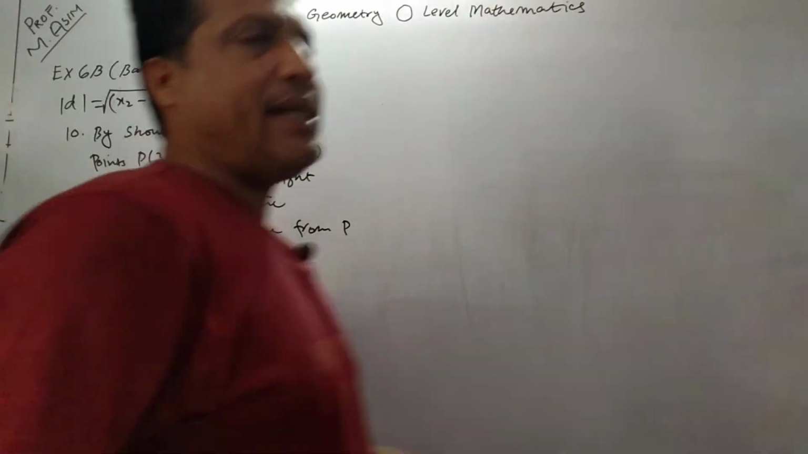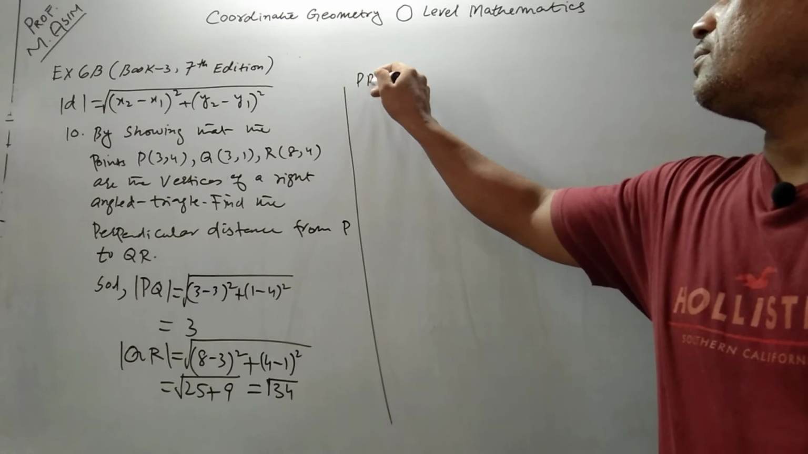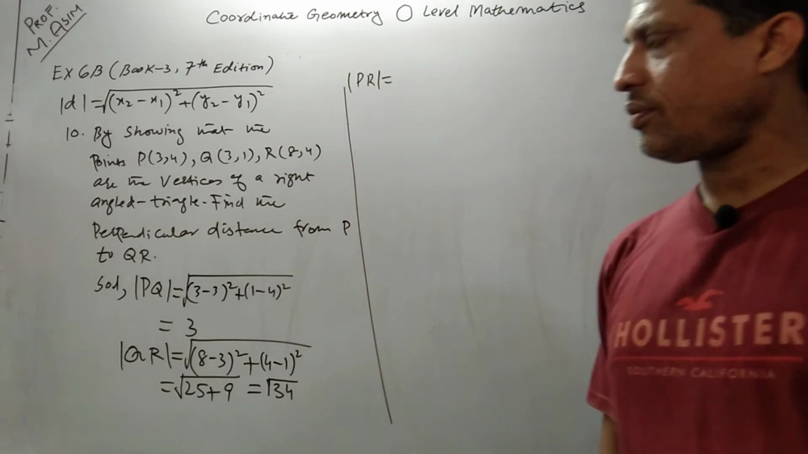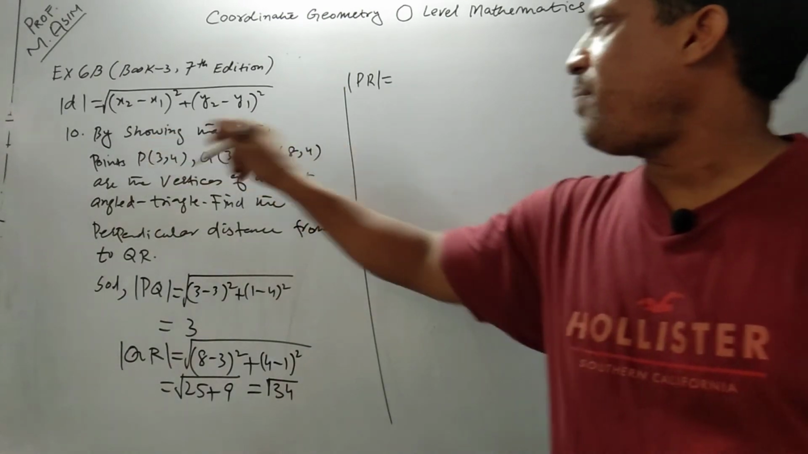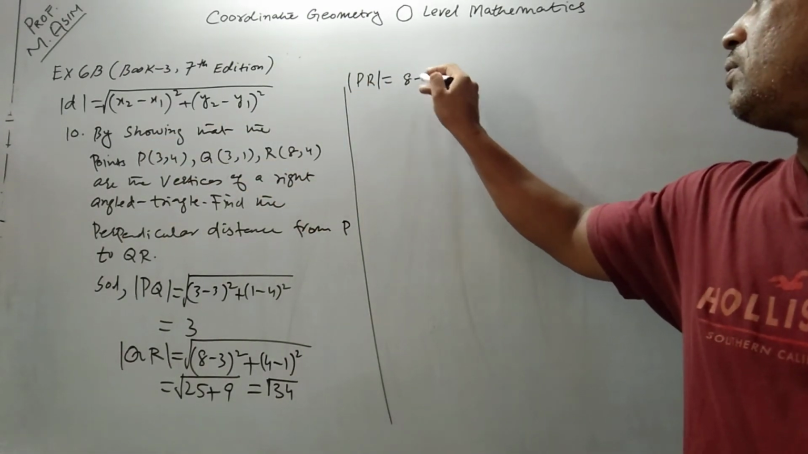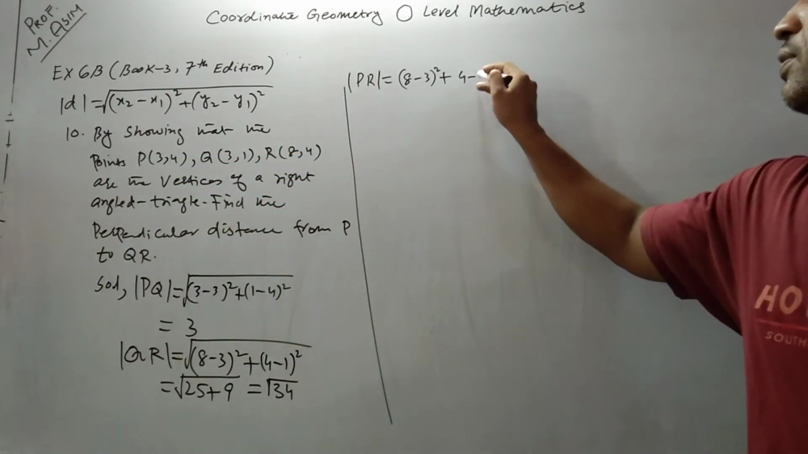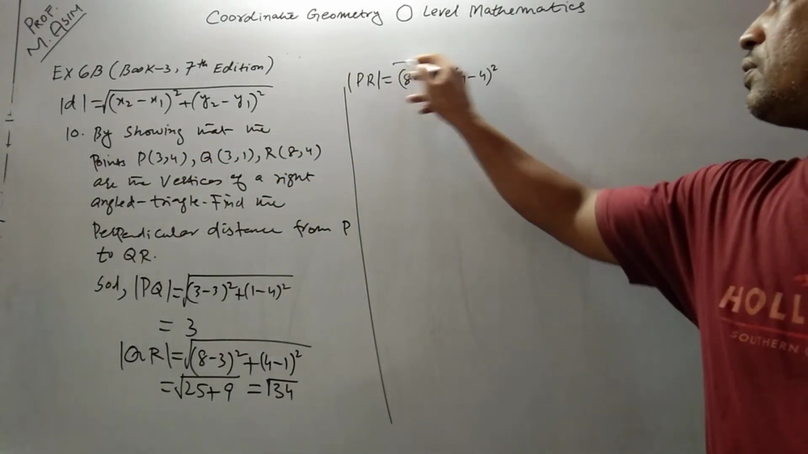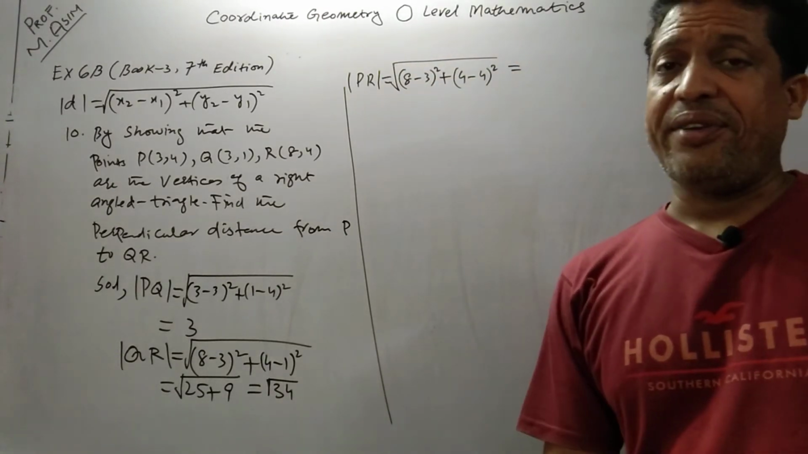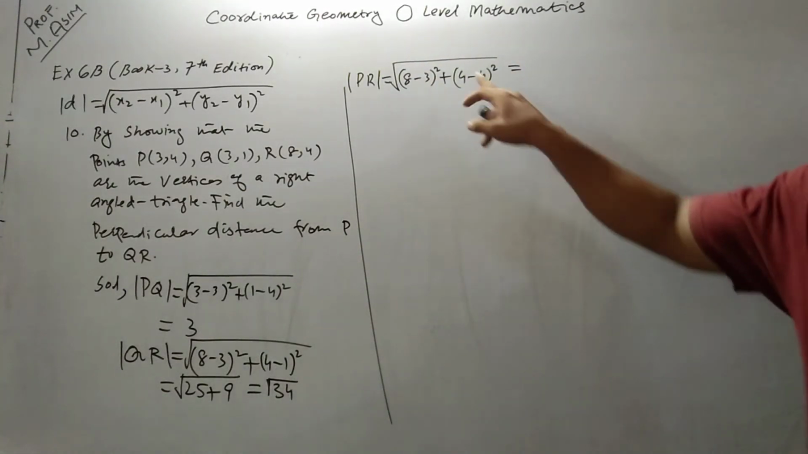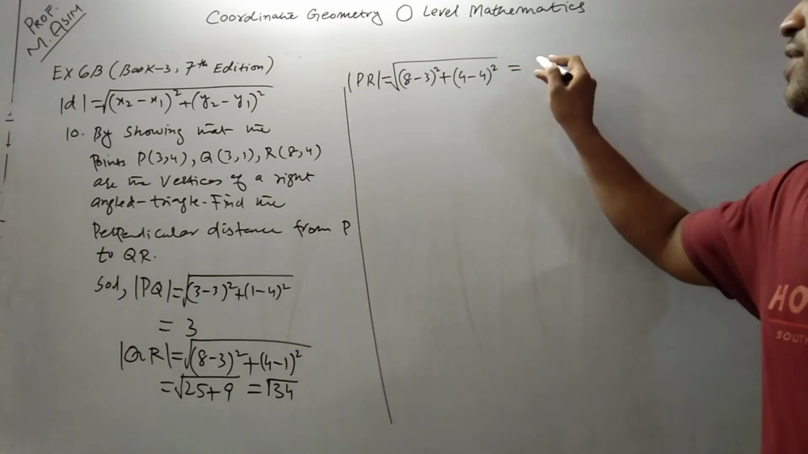Now find the distance of the third side, which is PR. This is P, this is R. So (8 minus 3) square plus (4 minus 4) square. 8 minus 3 is what? 5. 5 square is 25. 4 minus 4 is 0, nothing. So the square root of 25 is 5.